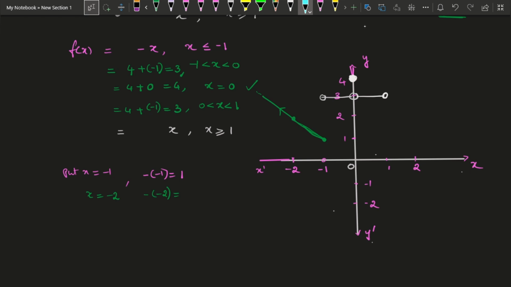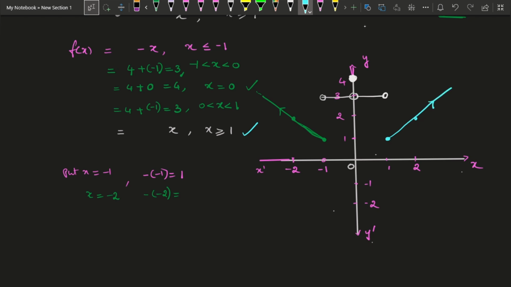Next, for x greater than or equal to 1, how can you draw the graph? Here f of x is defined as x when x is greater than or equal to 1. That means for x equal to 1 it is 1, for x equal to 2 it is 2, for x equal to 3 it is 3, and so on. It looks like this.